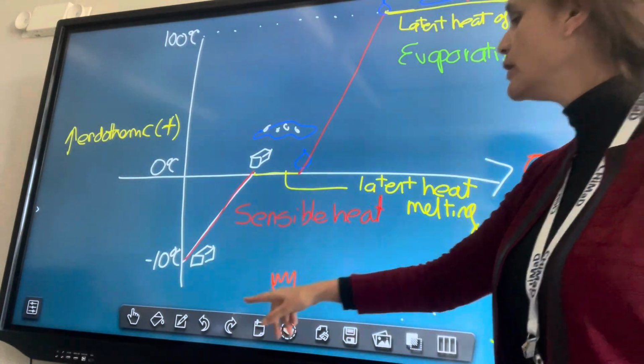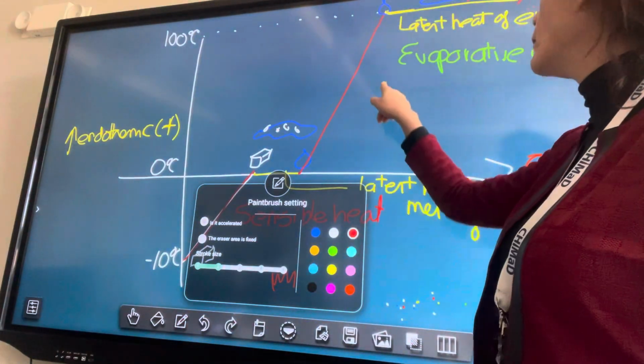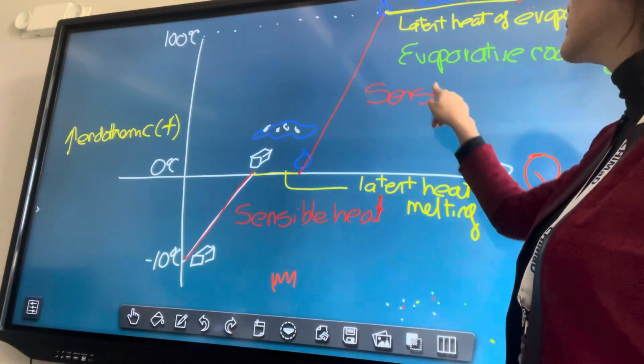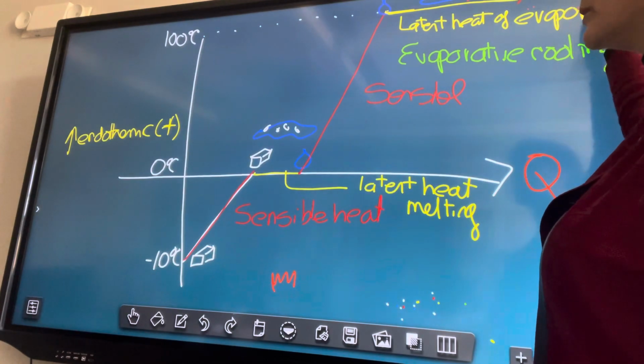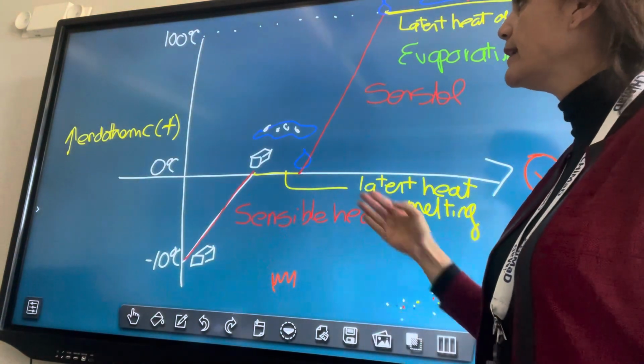So we have sensible heat. Is the heat that we can sense. This is also sensible because we can sense a change in temperature, and this is also sensible. That's heat and that's temperature.